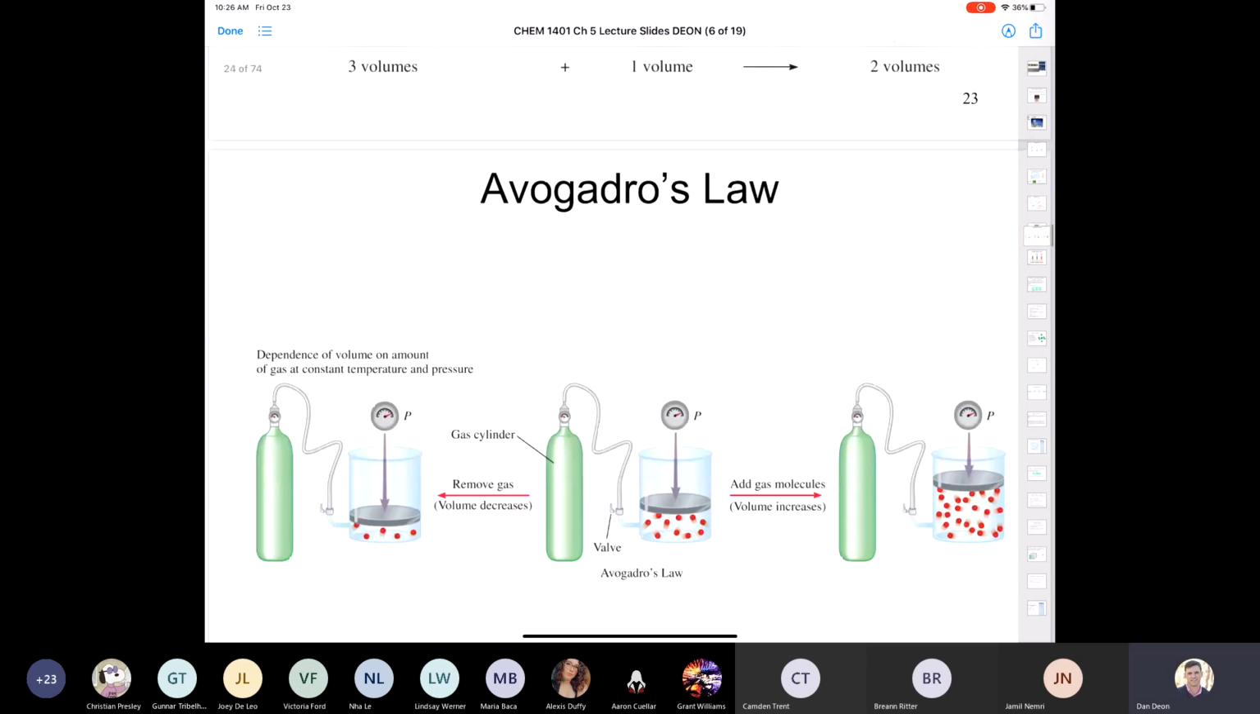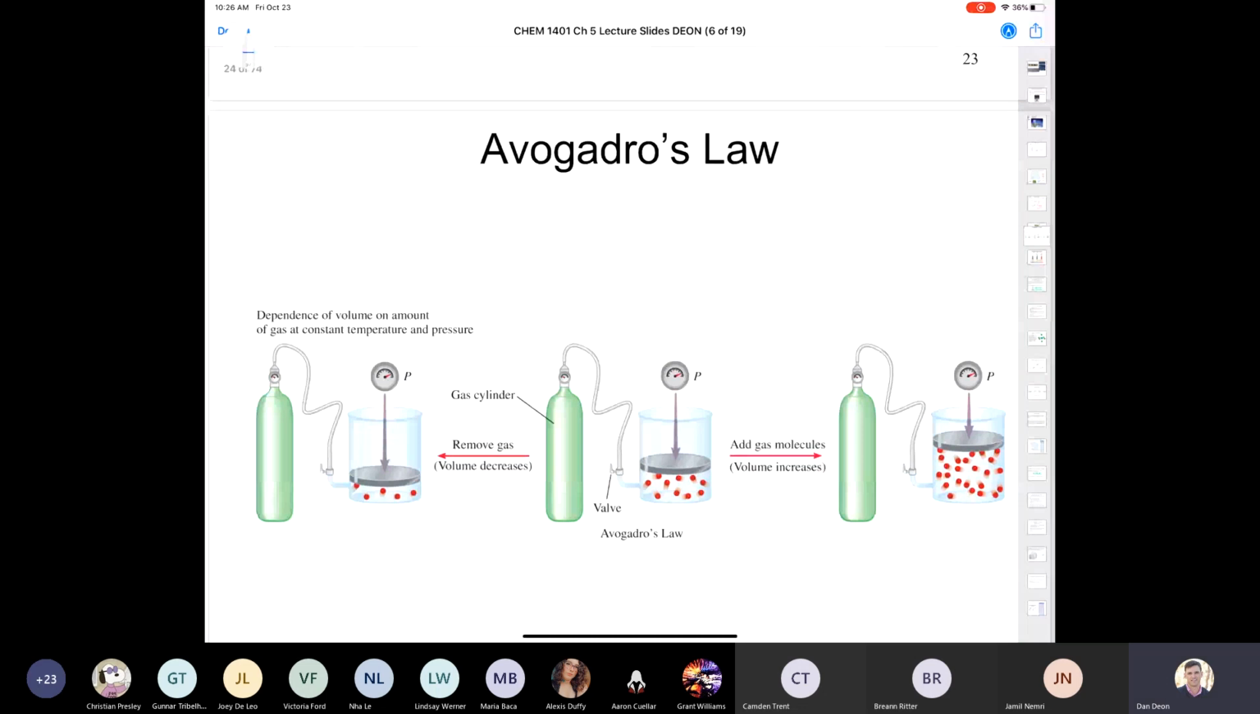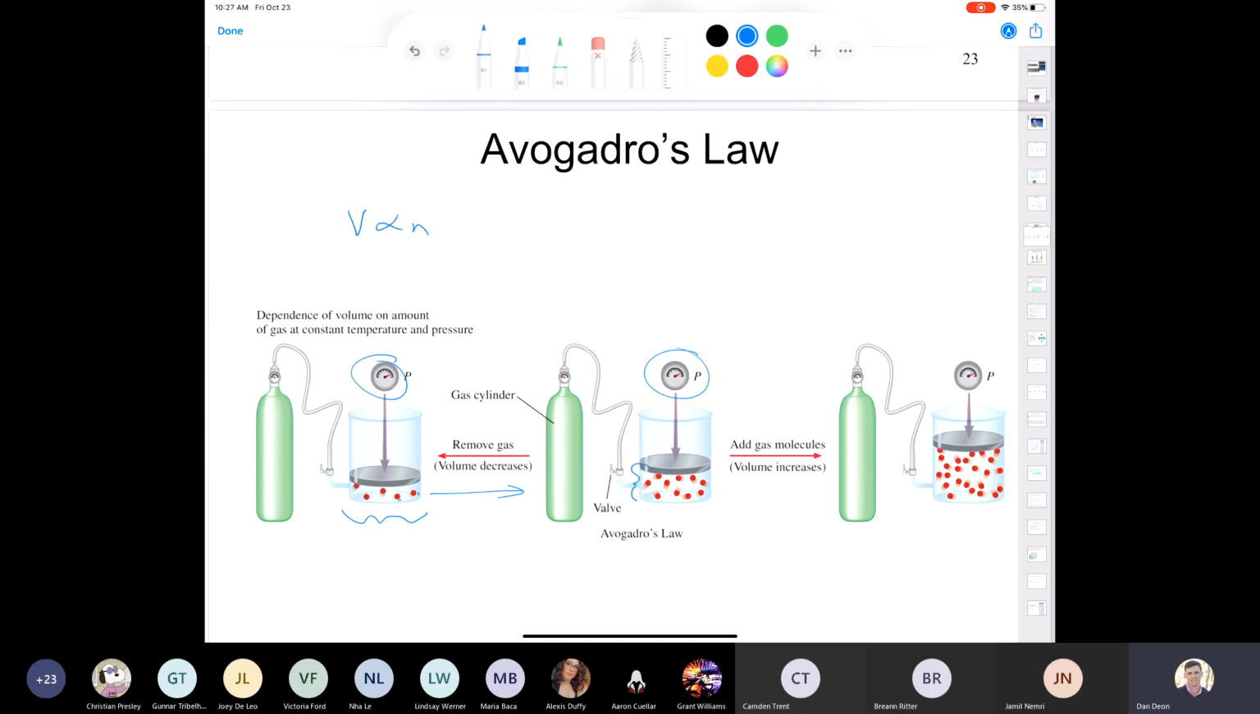Here's another figure that represents Avogadro's law. And you see here that you have a certain amount of volume associated with these 1, 2, 3, 4, 5. There's 5 particles of gas here. And what happens as we increase the number of particles? Right, we're at constant pressure. But as we increase the number of particles, it's going to take up more space because volume is proportional to number of moles.